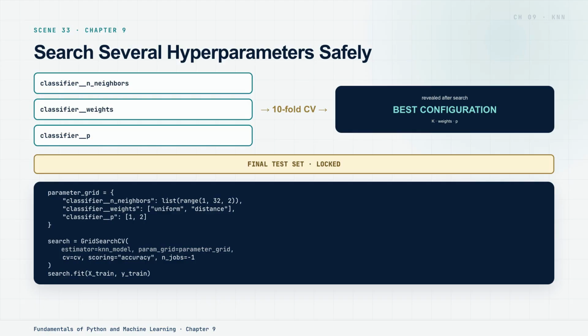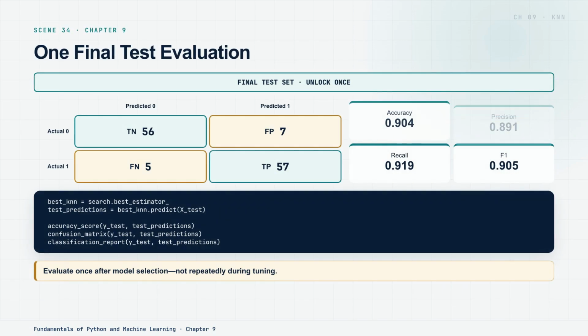In this example, it tests several odd neighbor values, uniform and distance-based weights, and Manhattan or Euclidean distance. The double underscore notation identifies a parameter belonging to the classifier step inside the pipeline. Every candidate configuration is evaluated with the same cross-validation strategy. After fitting, GridSearchCV stores the best performing configuration and refits it using the complete training set. The final test set has not yet been used, so it remains available for an unbiased final evaluation. After selecting the hyperparameters, we evaluate the best pipeline on the untouched test set.